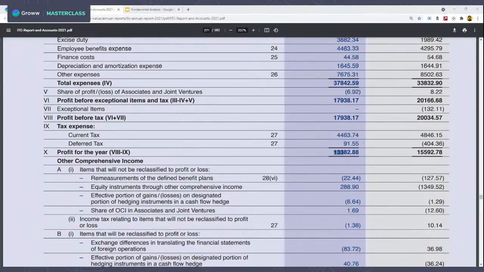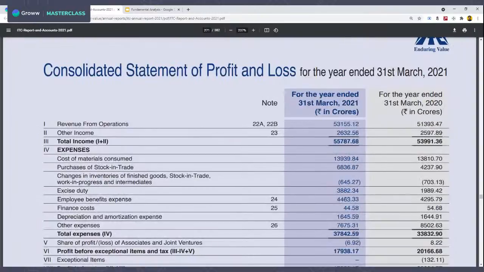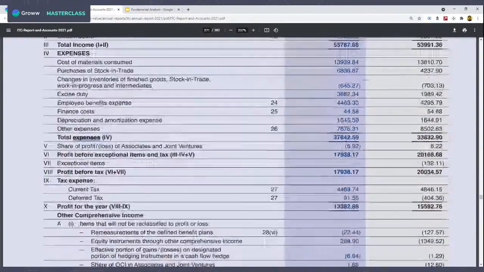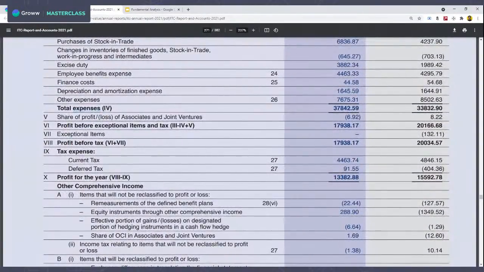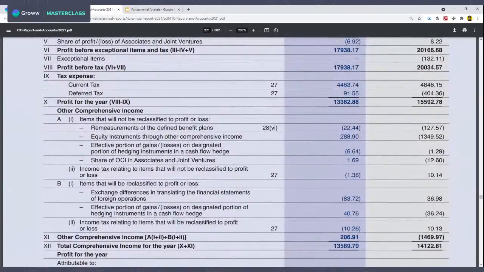So this is exactly how to read a profit and loss statement from top to bottom. It's not very difficult. It's very easy. Basically, you see the income, then remove the expenses. After you remove expenses, remove the tax also. Once you remove the tax, whatever is left is my final income.